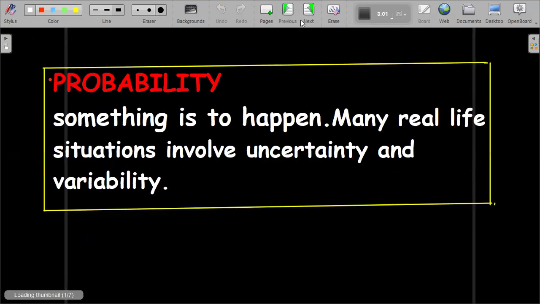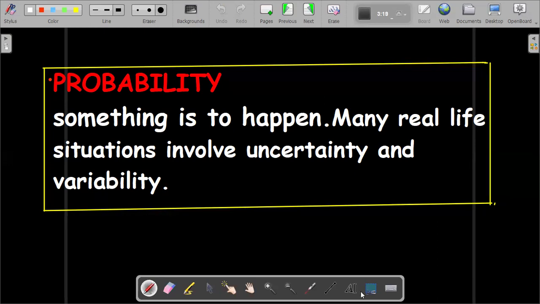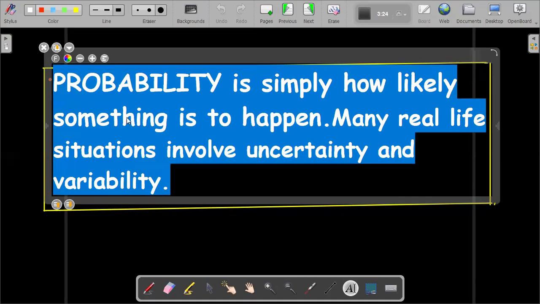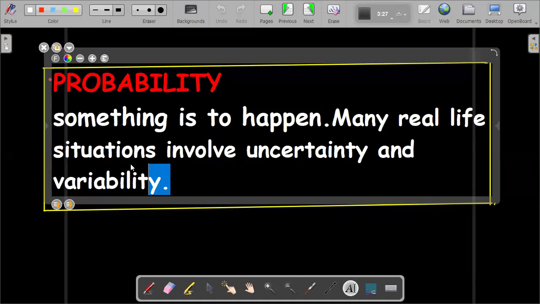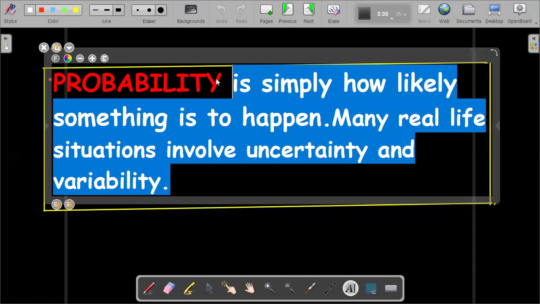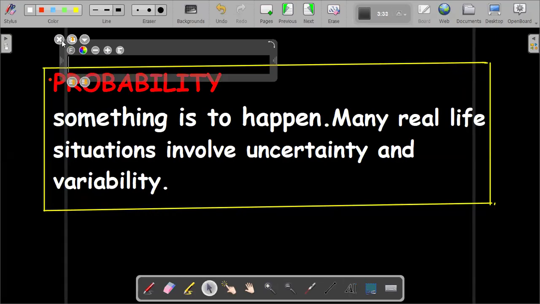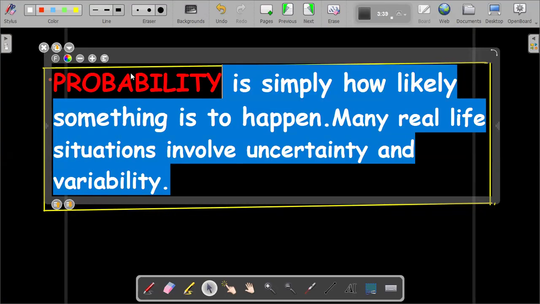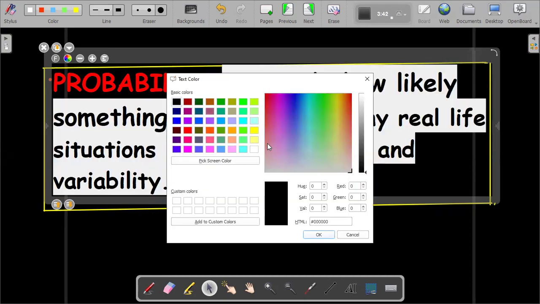So our first thing to do is to define probability. What is probability in your own language? What can you say? Anyone who can give us a definition of what you think probability is? What do you think probability is? Hello, guys. What do you think probability is? Anyone who can try? Is it the first time you are hearing the word probability?